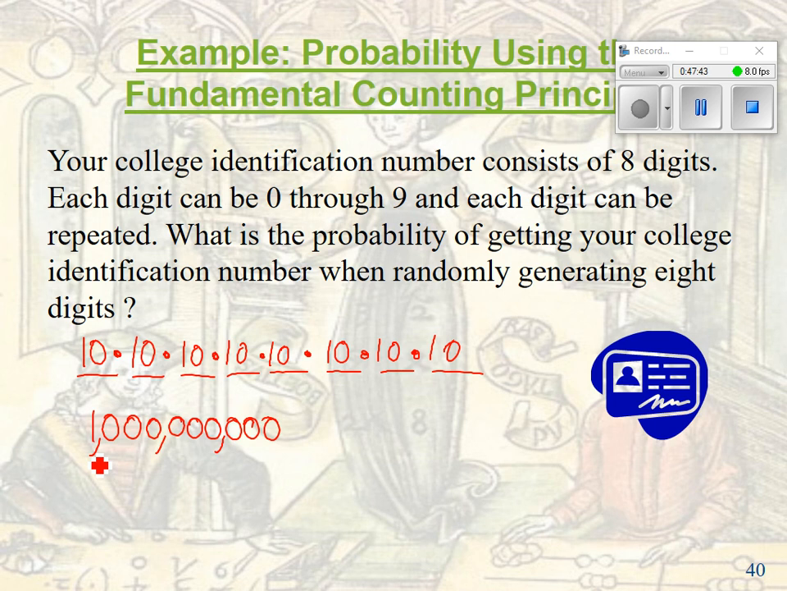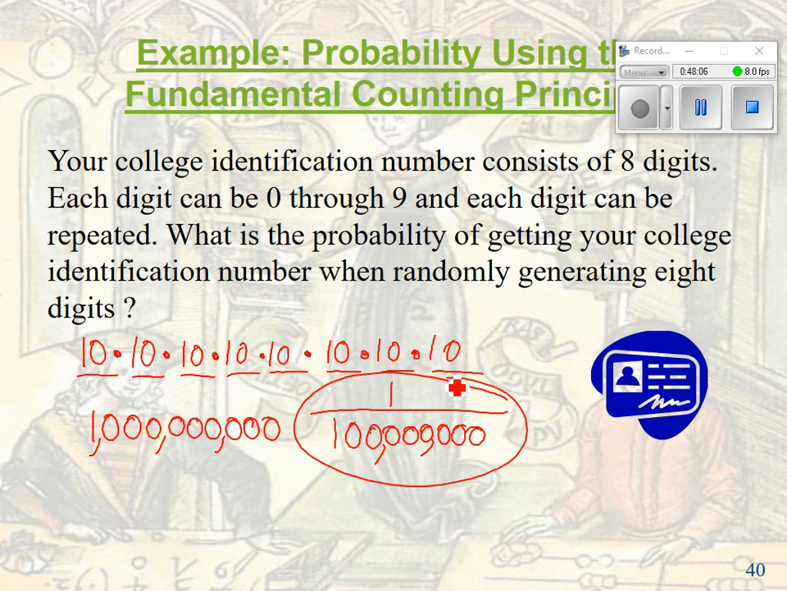Or 8 zeros? It's 8 zeros. I can't count. A 1 with 8 zeros, is that what we're going with? Yeah. 1, 2, 3, 4, 5, 6, 7, 8. So 100 million, is that right? Now what's the probability that you get your certain number? 1 out of 100 million.